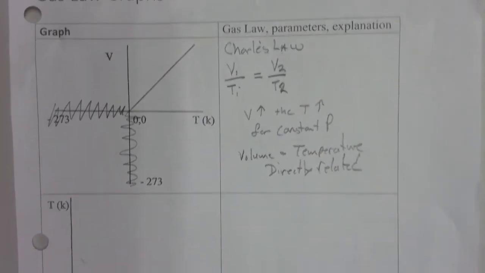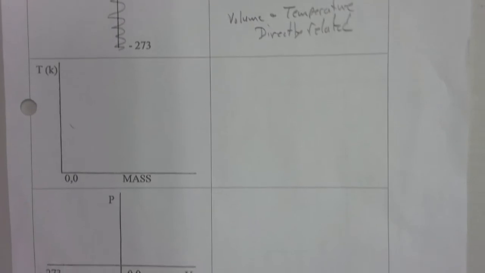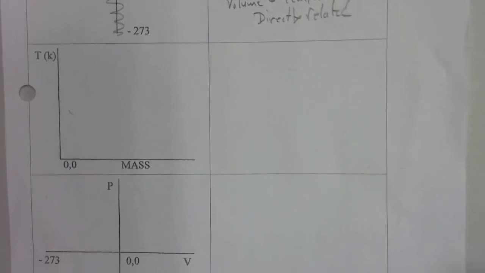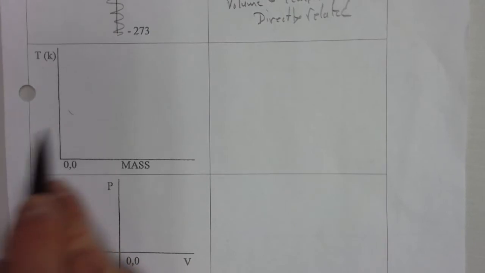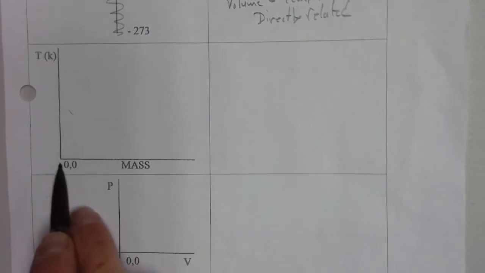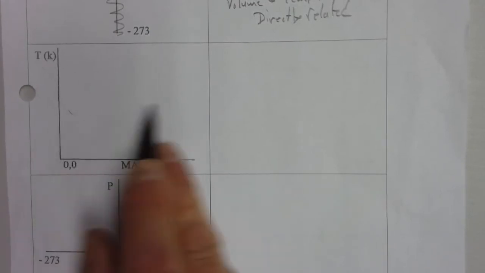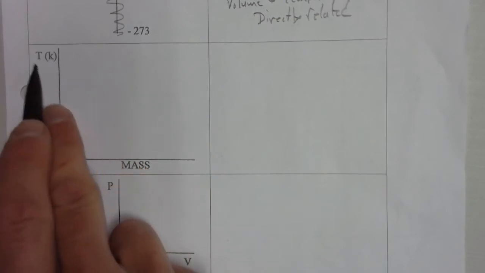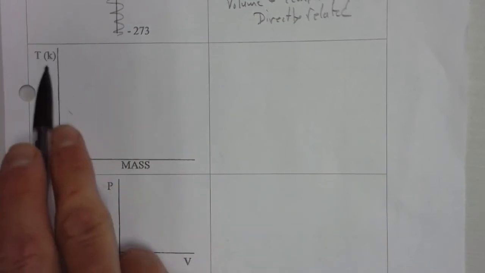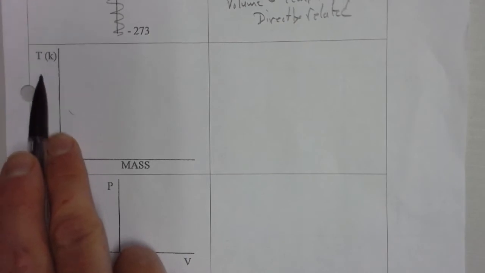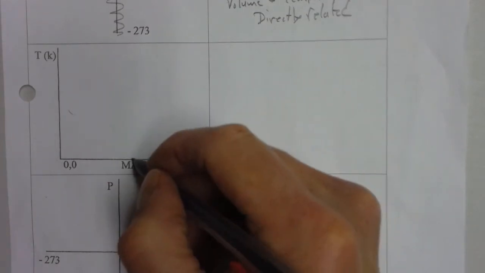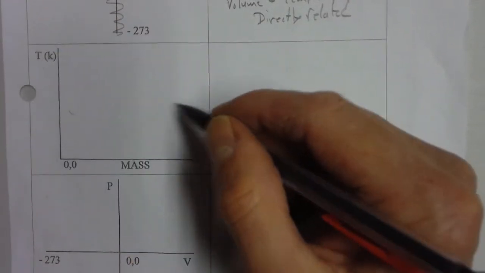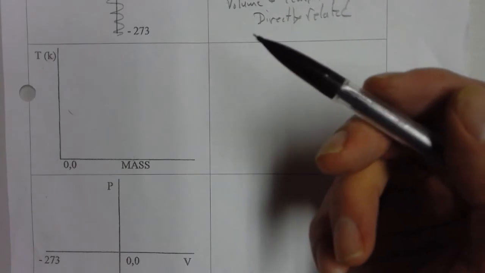Now this next graph here. All right, temperature, we got to worry about units. That's in Kelvin. Lowest it can be is 0. That's good. Mass, lowest that can be is 0. But this is not a gas law. There is no relationship between temperature and mass. Raising the temperature of a gas does not increase its mass. So these things are not related. Mass is independent of temperature, and temperature is independent of mass.